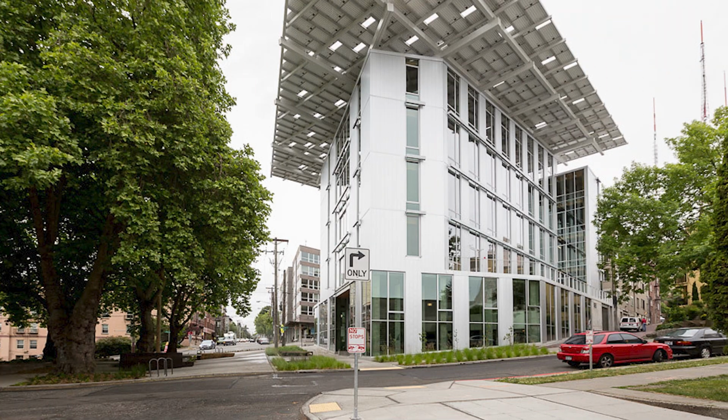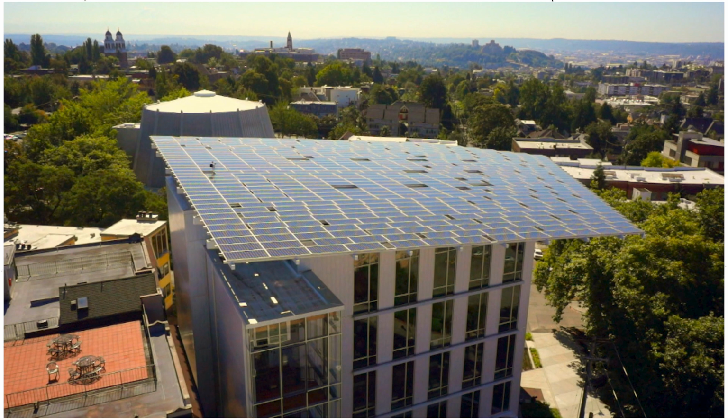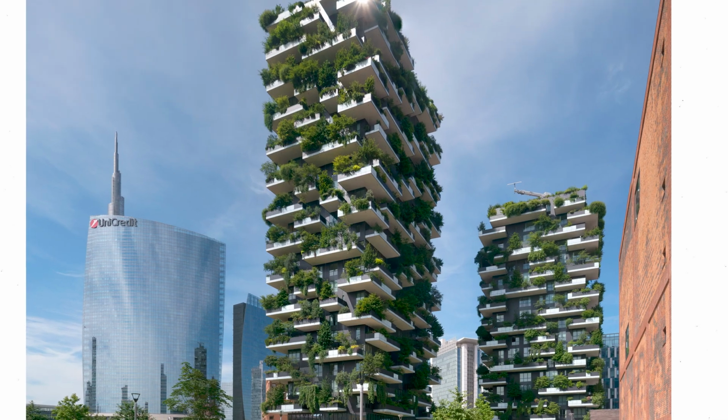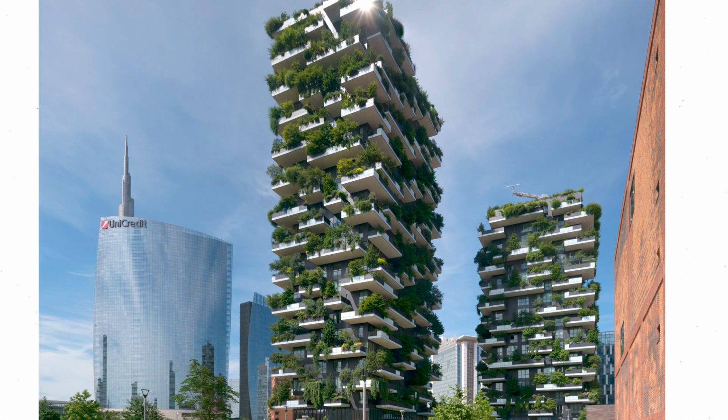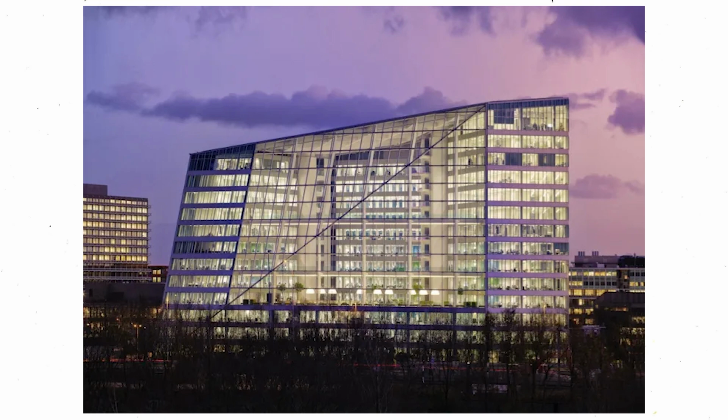We can see examples of green architecture all over the world. Some notable examples include the Bullitt Center in Seattle, which uses solar panels, rainwater harvesting, and natural ventilation to achieve net zero energy use. The Bosco Verticale in Milan, which features over 900 trees and 20,000 plants to improve air quality and reduce urban heat. And the Edge in Amsterdam, which uses advanced technology to regulate temperature, lighting, and energy use in real time.